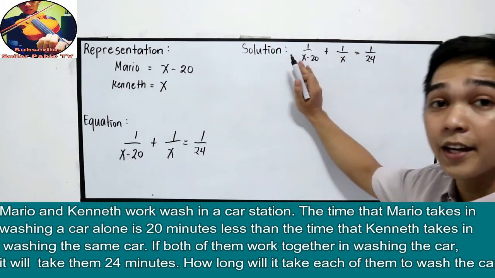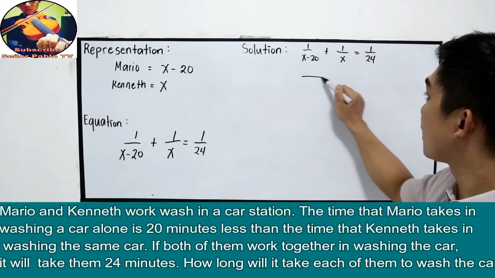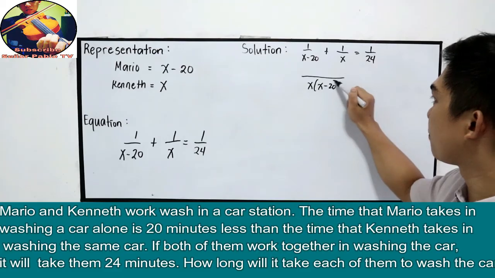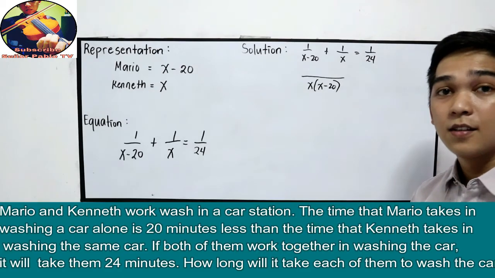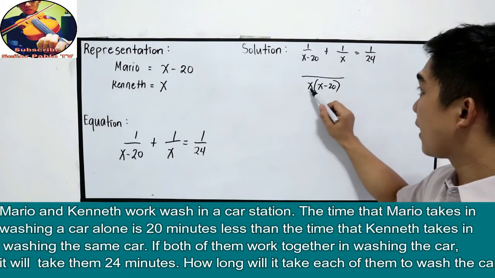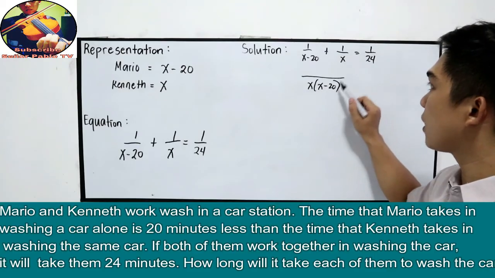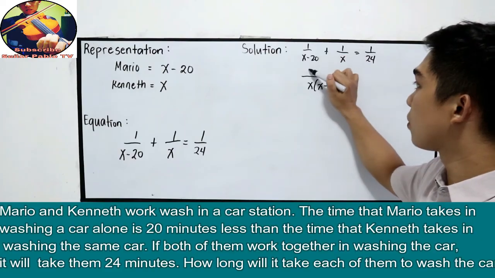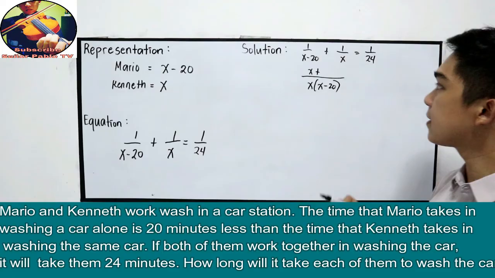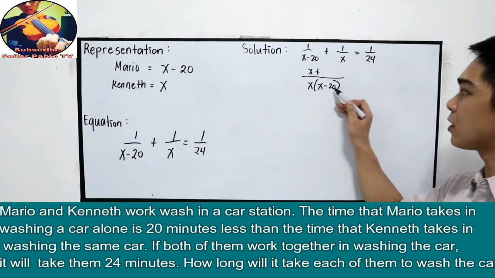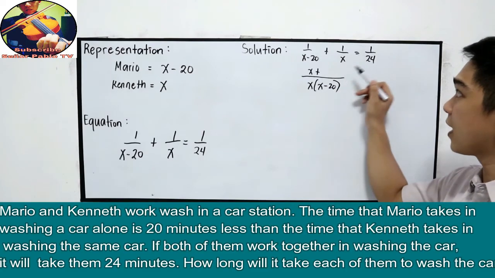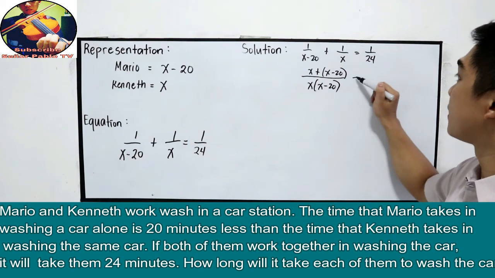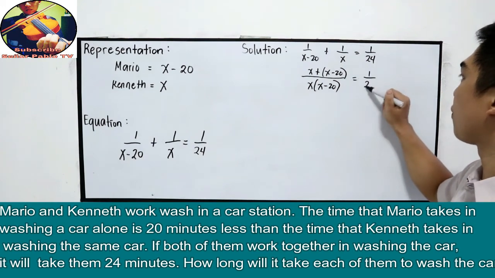So, dito sa left side ng ating equation, ang LCD natin is X times X minus 20. So, divide natin, X times X minus 20 divided by X minus 20. So, X na lang, times 1, so X. Plus, X times X minus 20 divided by X. So, cancel yan, magiging X minus 20 is equal to 1 over 24. Kopihin lang natin.